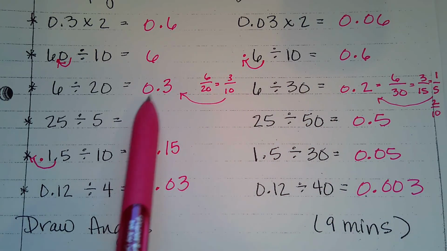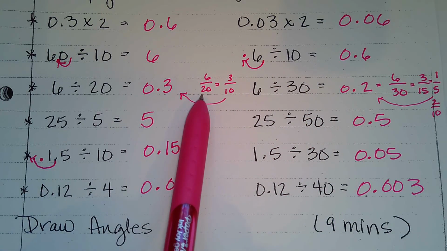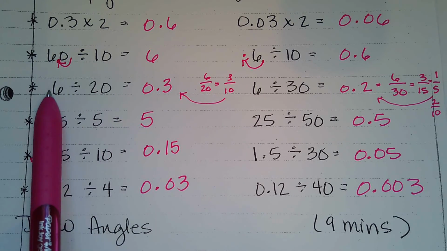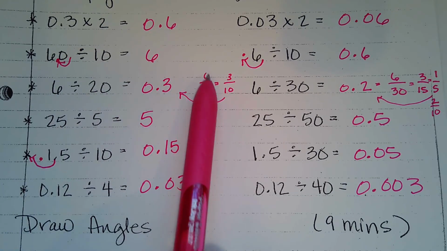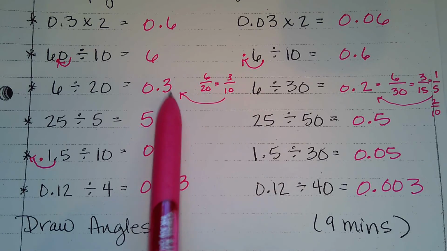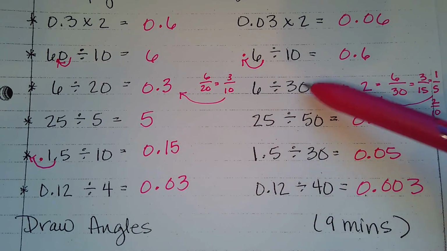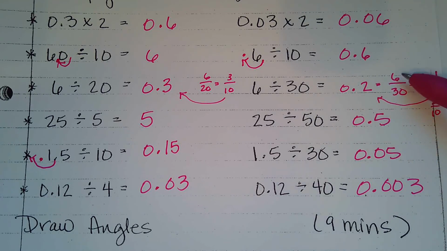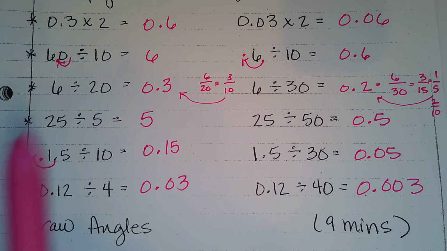0.6, 0.3. Another way of attacking this problem is to know that this is really a division problem or a fraction. 6 over 20 equals 3/10. There you go. Then 6 divided by 30 is 0.2, but you could go 6 over 30, which is 3/15, which is 1/5. Multiply that by 2 to get 2/10. There you go. There's other ways to play with that too.